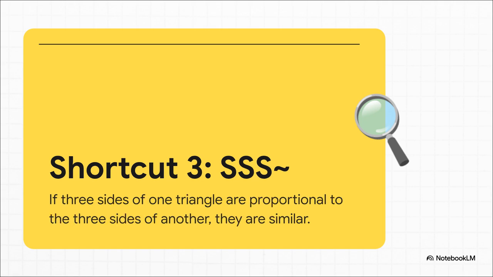And our last shortcut is side-side-side similarity. This one couldn't care less about angles. If you can just show that the ratio of the corresponding sides is the same for all 3 pairs, like say every side in the big triangle is exactly double the length of its partner in the little triangle, then you have proven they're similar.